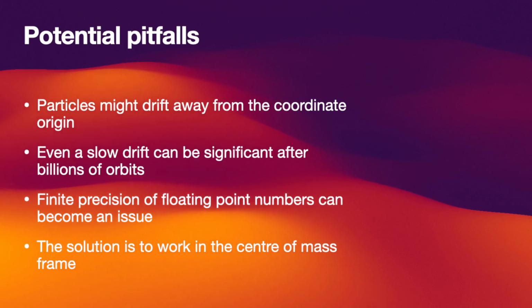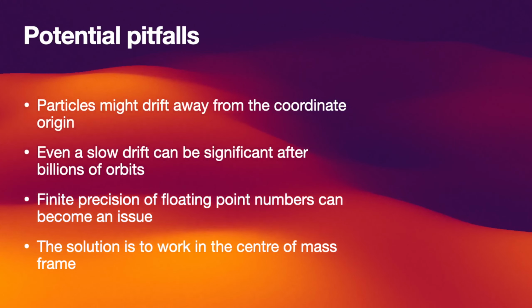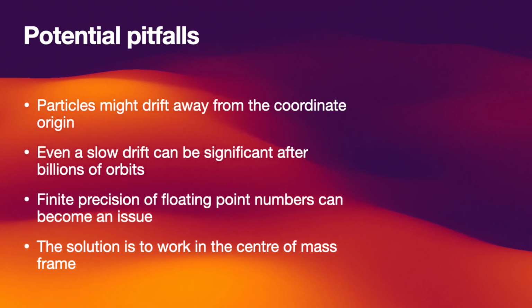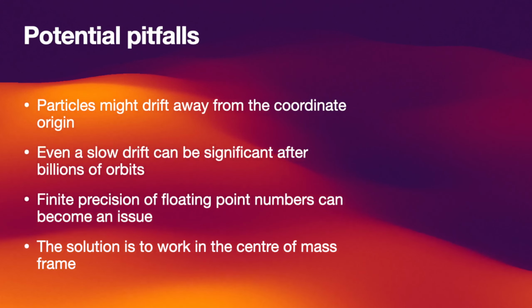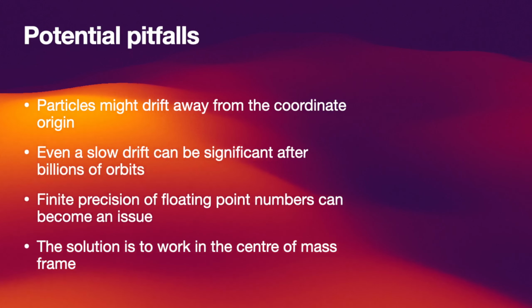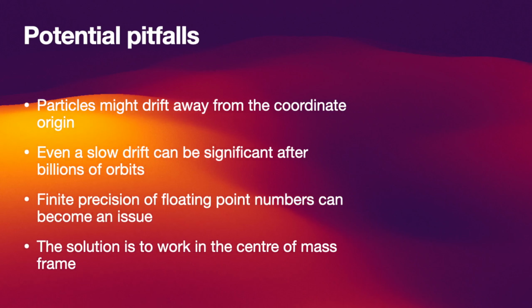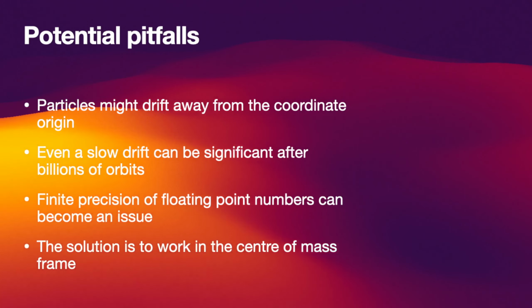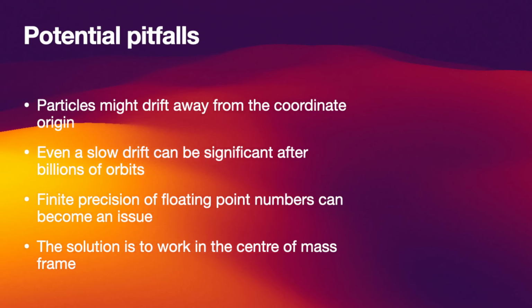There are only about 16 decimal digits available to represent a position using double floating point precision. So if your particles are very far away from the origin, then their relative coordinates cannot be calculated very accurately, and that can lead to the loss of precision, or in the worst case, the integrator can fail to converge. The solution to this is to work in the center of mass frame, and I'll show you this issue now.